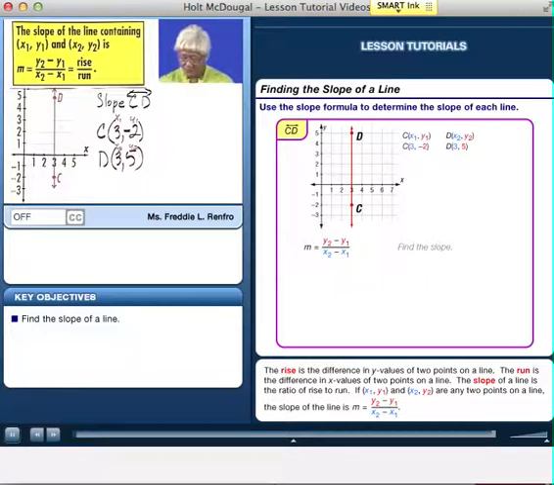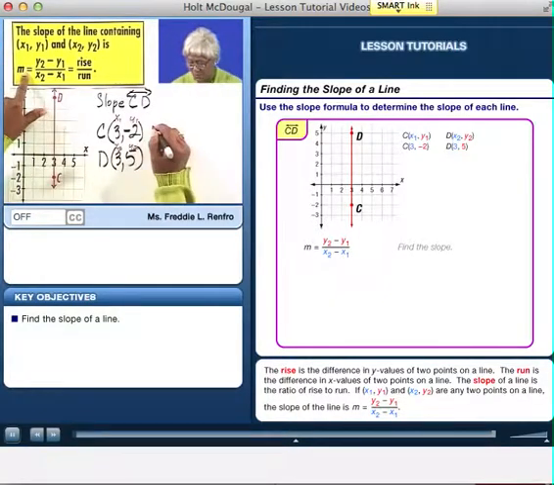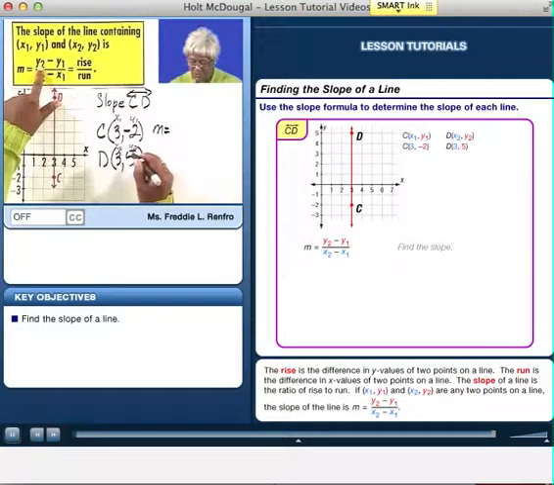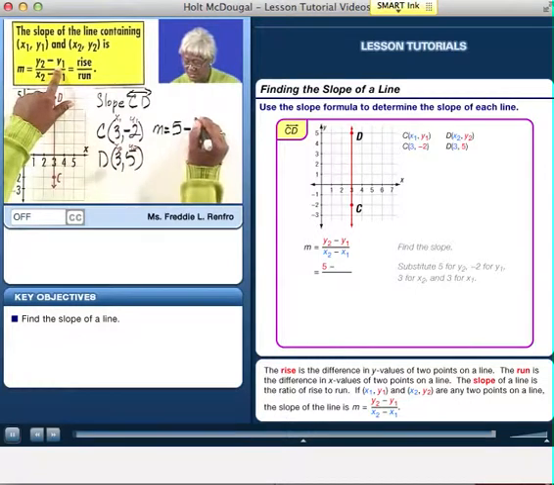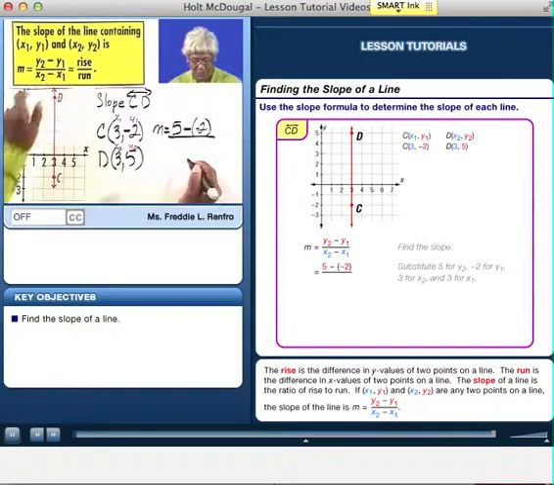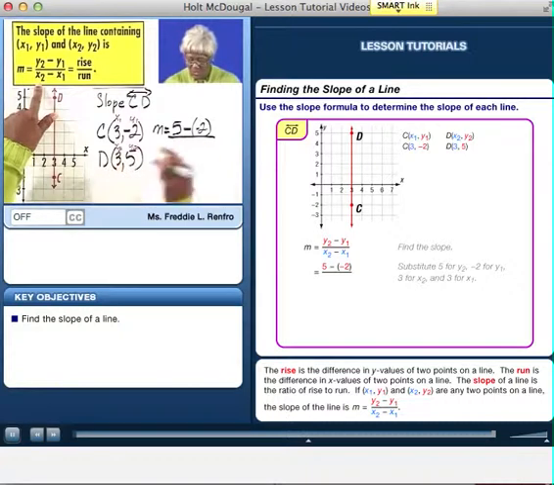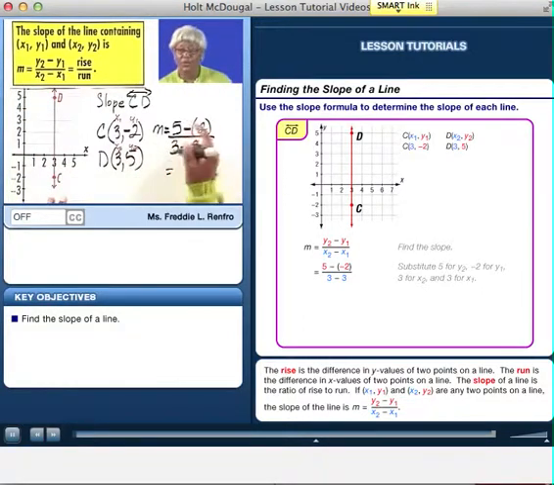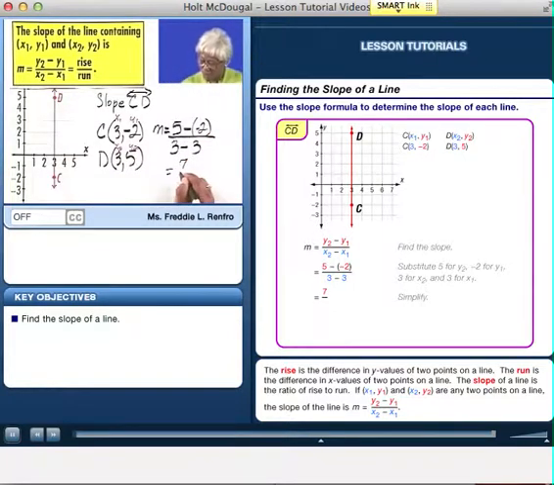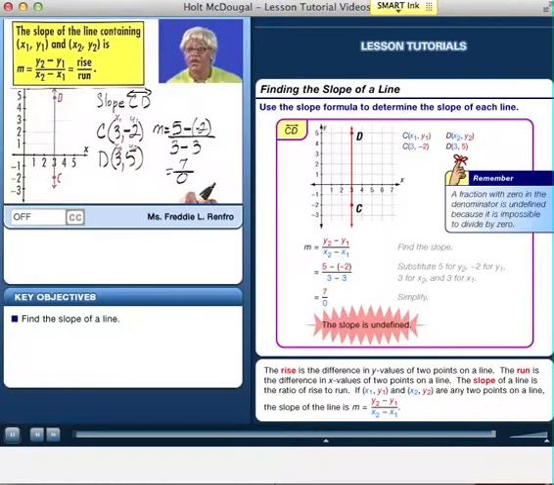Now let's go to our formula. It says the slope is equal to y2, which is 5, minus y1, which is a negative 2, over x2, which is 3, minus 3. What do we get? 5 minus a negative 2. Remember, you add the opposite, so that's going to be 7 over 0. But division by 0 is undefined. So our slope in this case is undefined.